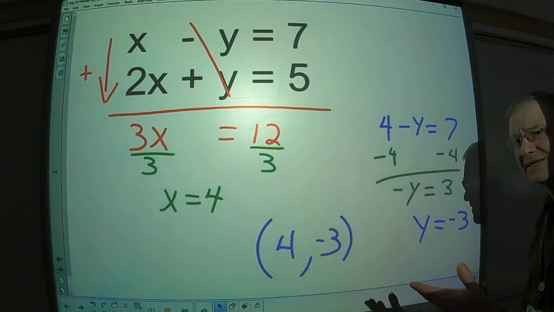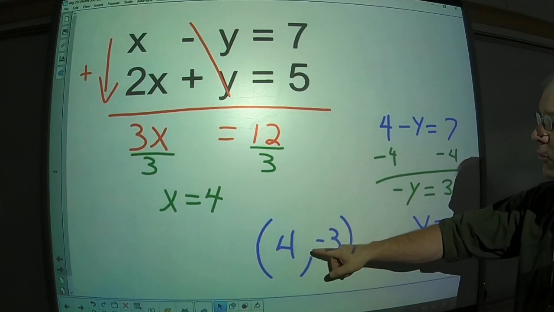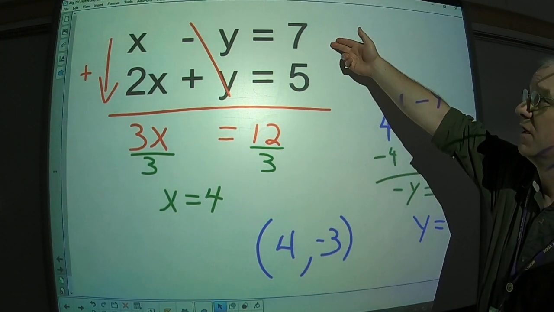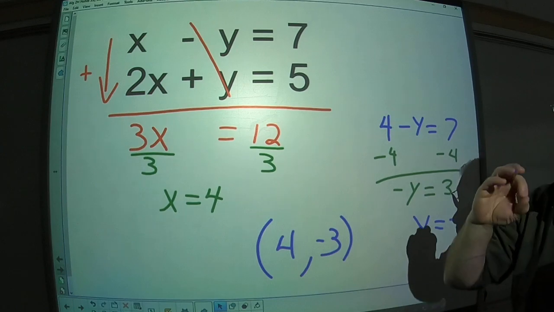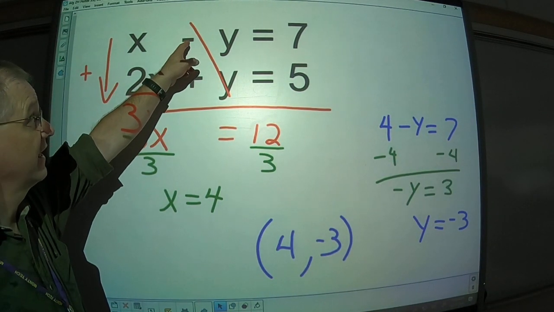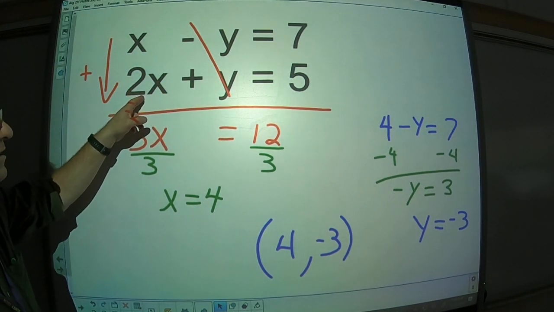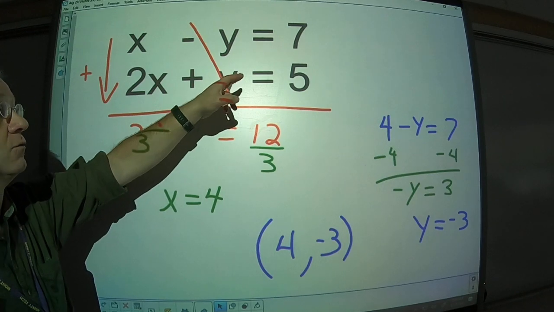To check any of these problems to make sure you've done it correctly, just take the coordinates x and y and plug it in to each one to be certain that it is correct. 4 minus negative 3, that's plus positive 3, is 7. 4 times 2, 8. Minus 3 would be 5.